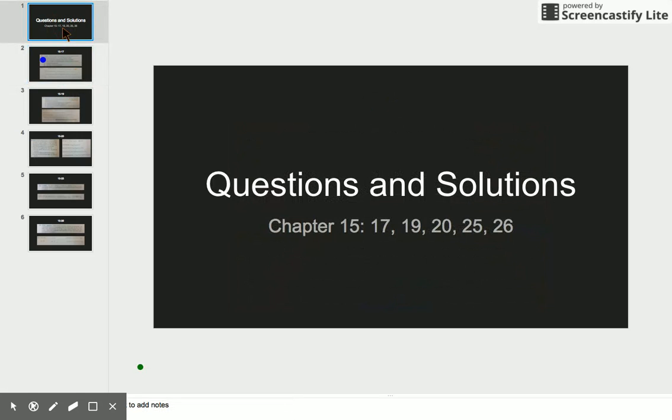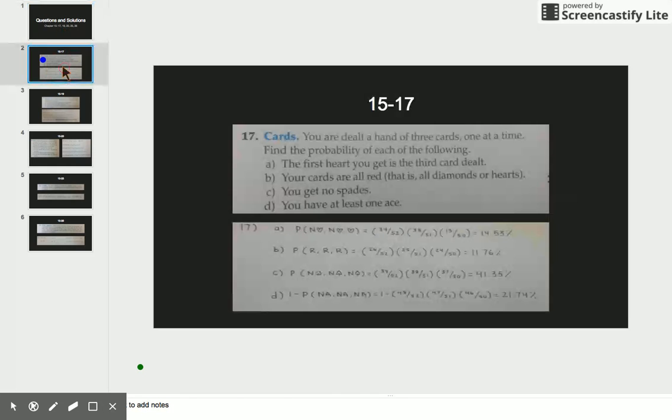So we're going to look at the multiplication with independent and dependent events for chapter 15. We'll start by looking at number 17. Number 17 A was looking at the idea of three cards. The first one has no hearts. Well, the probability of no hearts is 39 out of 52 because 39 of the cards are not hearts. I know that since 13 are, the remaining must not be.